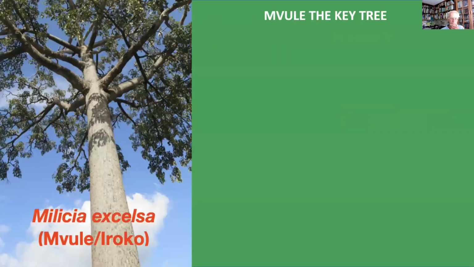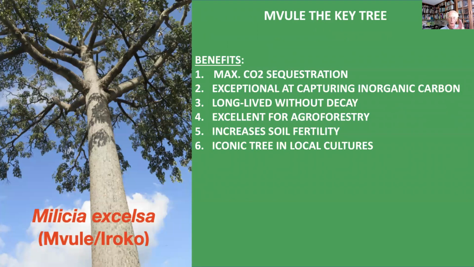So if we look at Mvule, the key tree, it's got a lot of benefits. The first one is a maximum CO2 sequestration. As you know, it's inorganic as well as organic carbon, and at a high rate, 4 times that, for example, of the oak tree. It's exceptional in capturing inorganic carbon, more than probably any other tree, important tree, studied by scientists at the moment. It also lives a long time without decay.